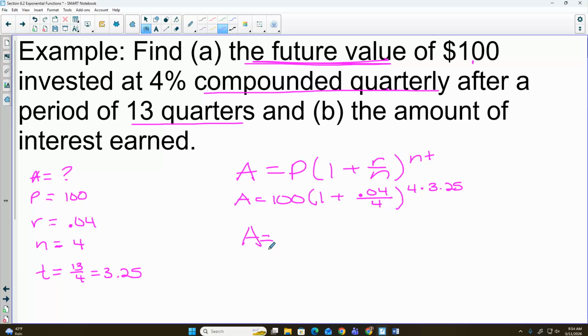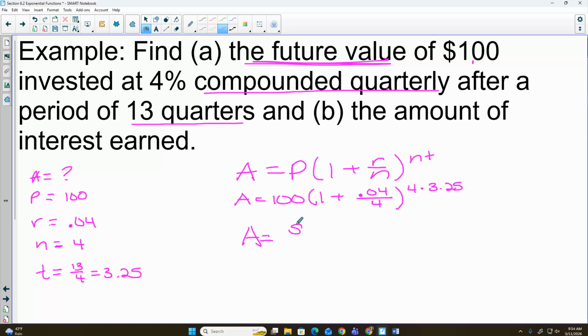All right, at this point, we just need to plug in. I would recommend typing this whole thing in at once. So just 100 parentheses, type it exactly as it's written. 1 plus 0.04 divided by 4. I want everybody to plug this in so that if you don't get the right answer, we can look at your calculator and figure out why.